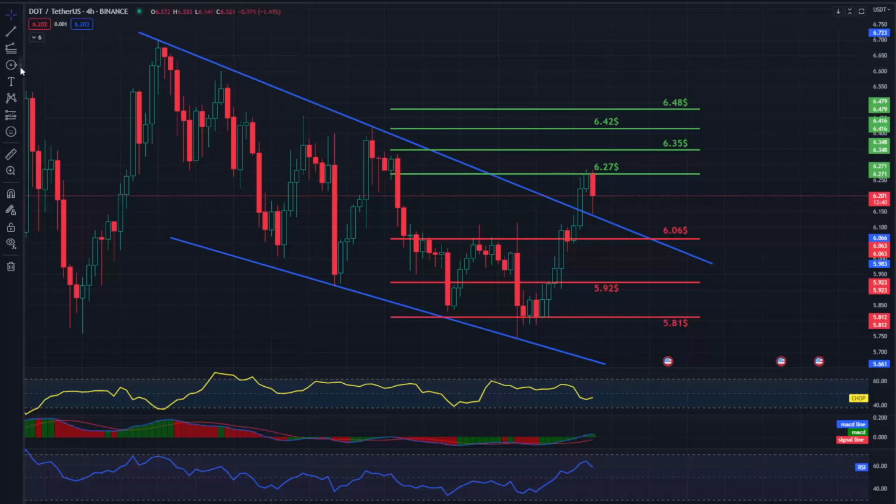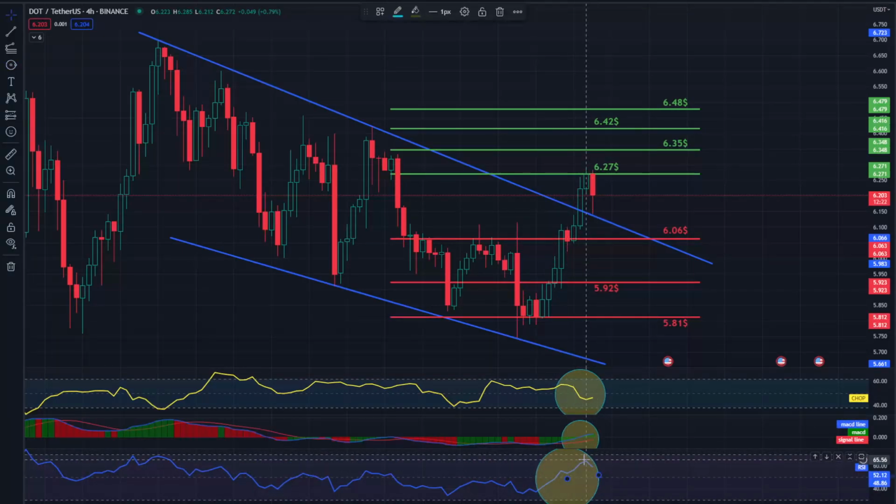The CHOP index indicates that there is some energy left for the next move. The MACD confirms the ongoing local uptrend, while the RSI has reached the upper part of the range after a nice price increase, and now we have a healthy correction.